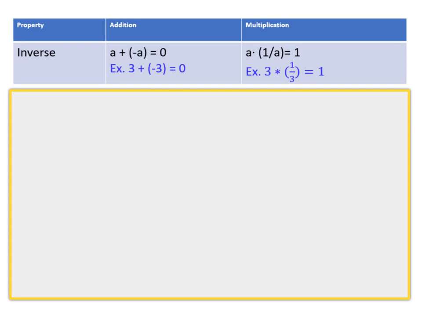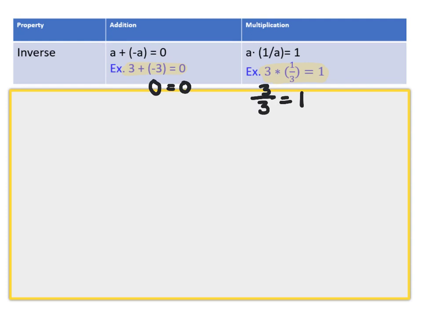In the next example, for the inverse property of addition, a plus negative a equals 0. So the example is 3 plus negative 3 equals 0. And if we simplify this, 3 plus negative 3 is 0, which equals 0. For the inverse property of multiplication, a times 1 over a equals 1. So 3 times 1 over 3 equals 1. If we think about that, 3 times 1 over 3 gives you 3 over 3, which equals 1.